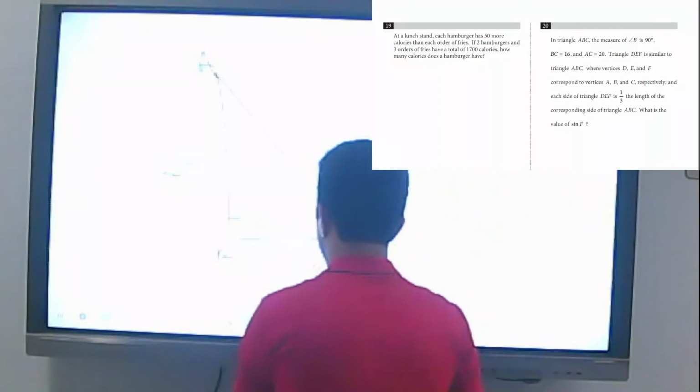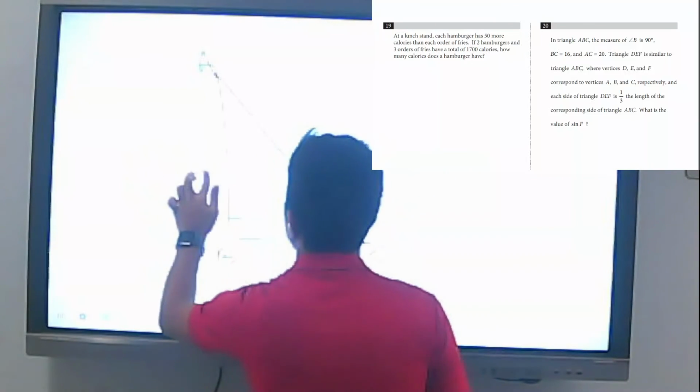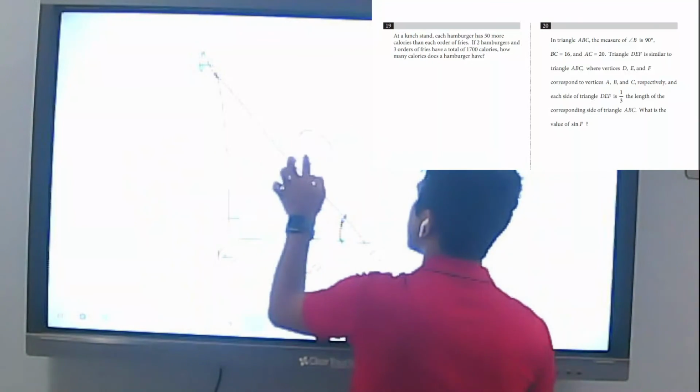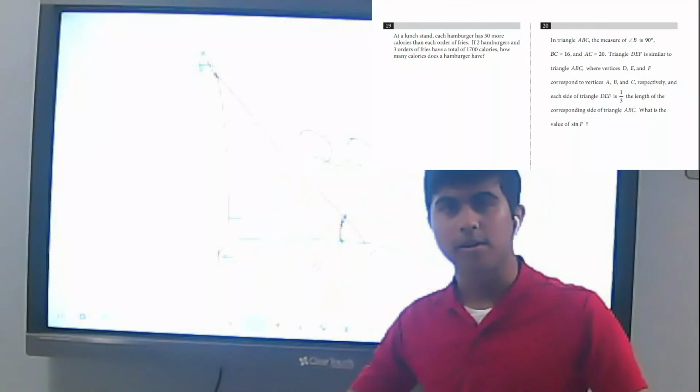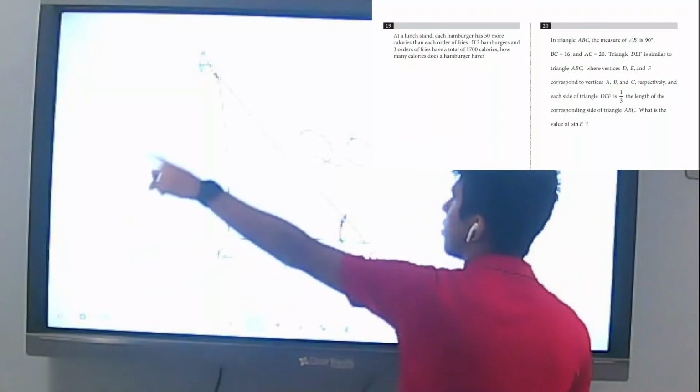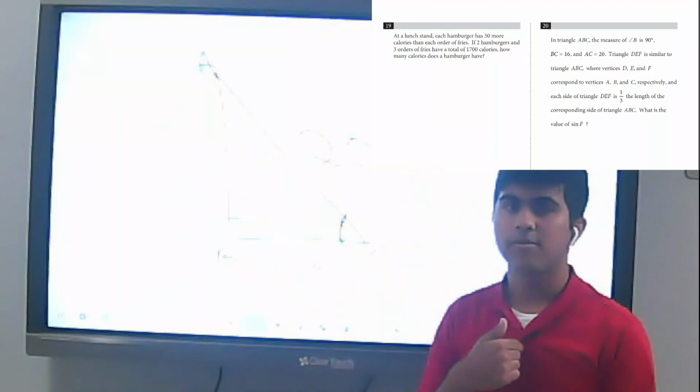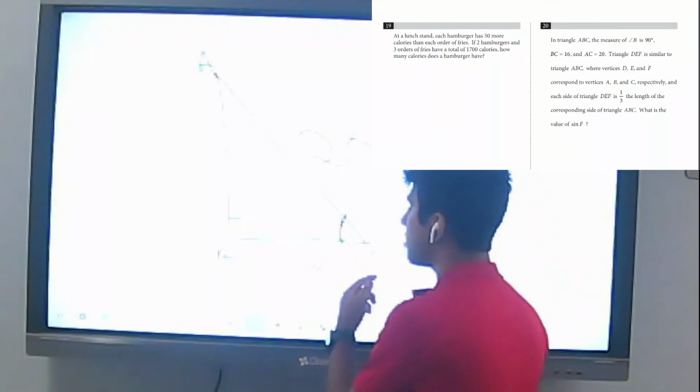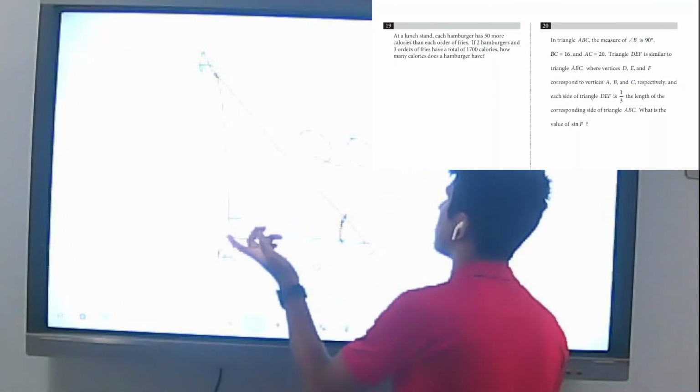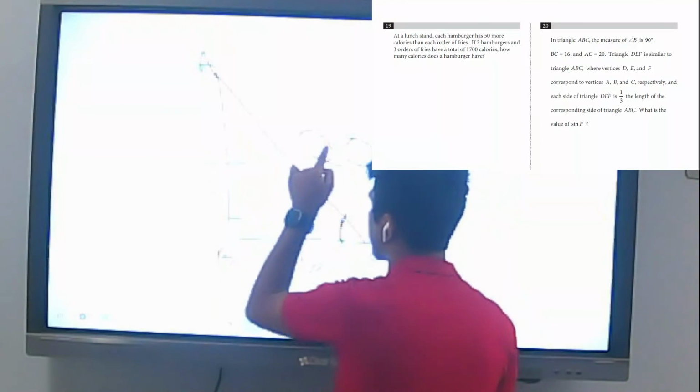Actually, I just realized that I screwed up the diagram, so give me a second. This is 20. You don't even need to do the Pythagorean theorem. They just gave it to you. AC is 20, BC is 16. That's my fault. I just screwed up the diagram. So sine of C is sine of F, which is not 16. It's going to be this side over 20.